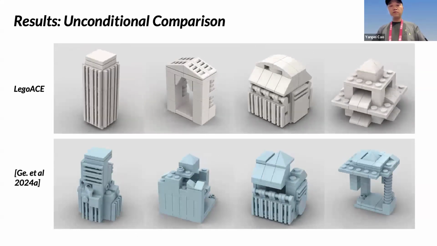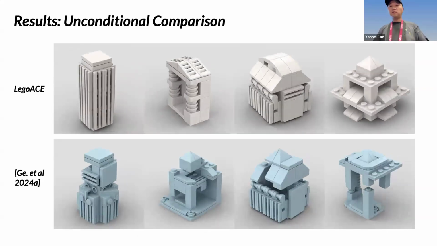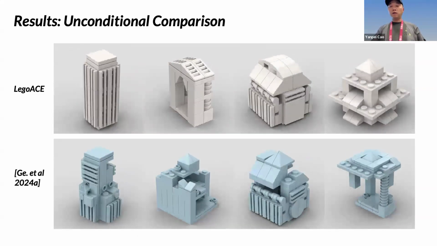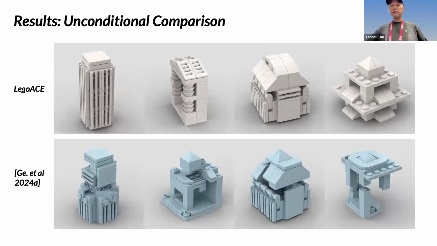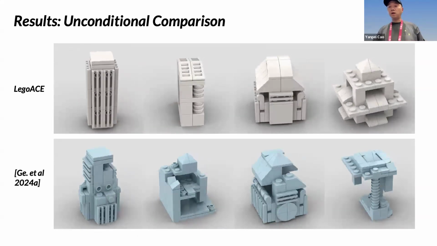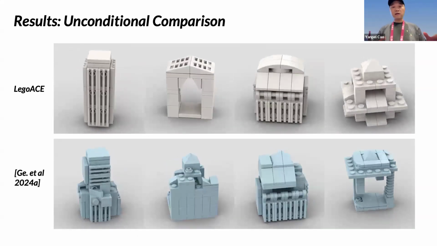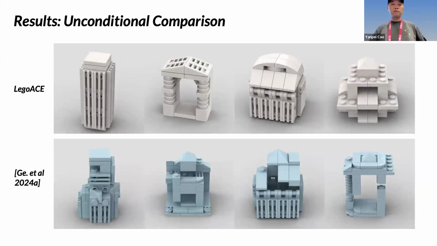Then, when compared to previous unconditional methods, the improvement in structural integrity is clear. And our approach, by learning implicitly from a larger and more diverse dataset, consistently produces plausible geometry, avoiding the intersections and disconnected parts that plague other methods.